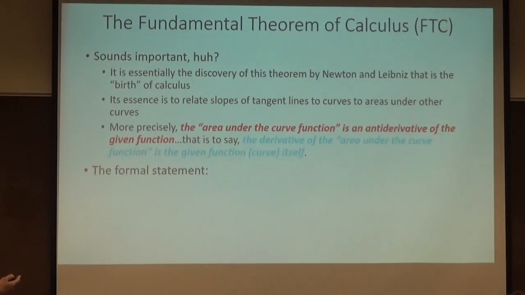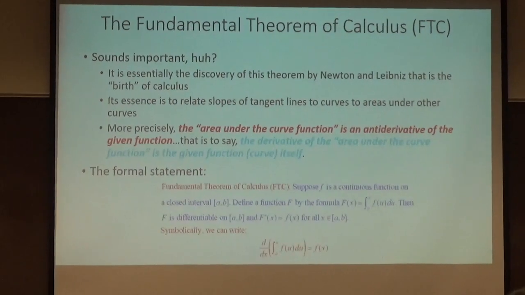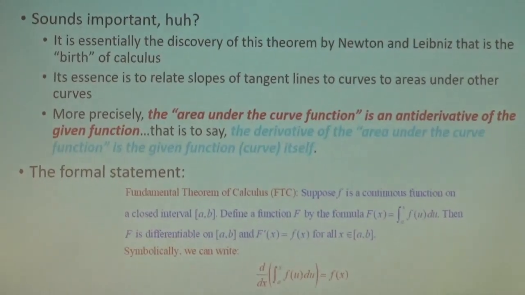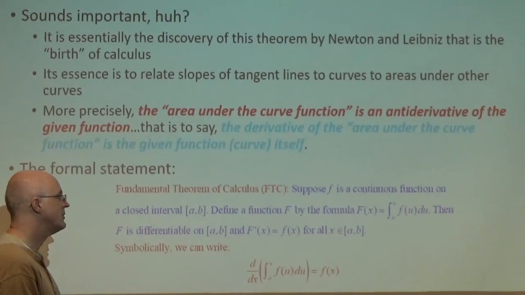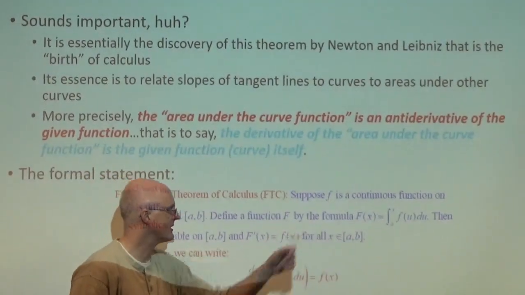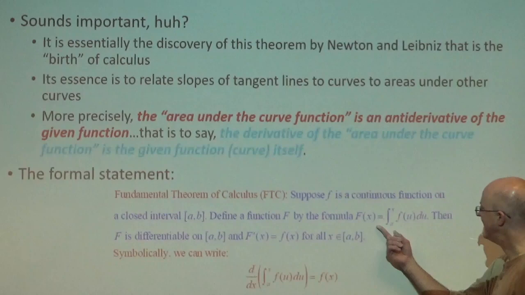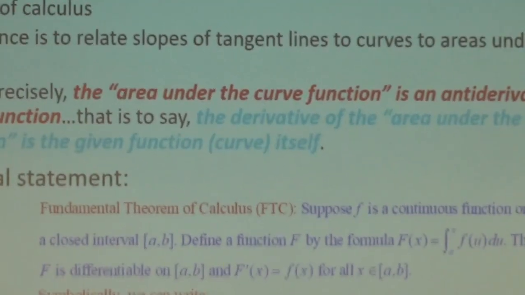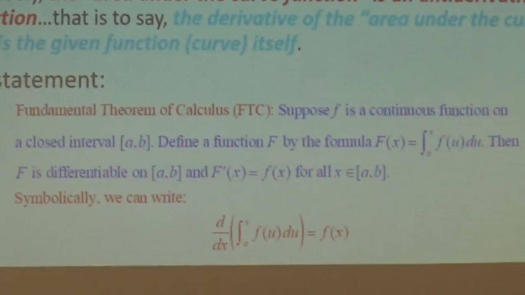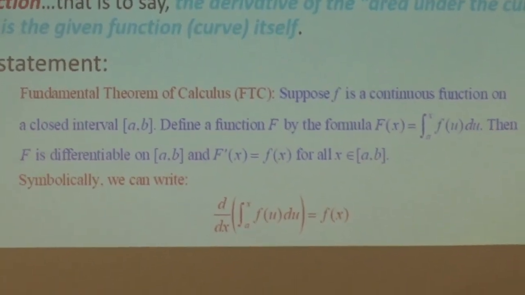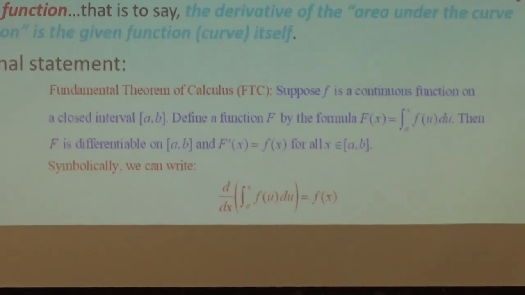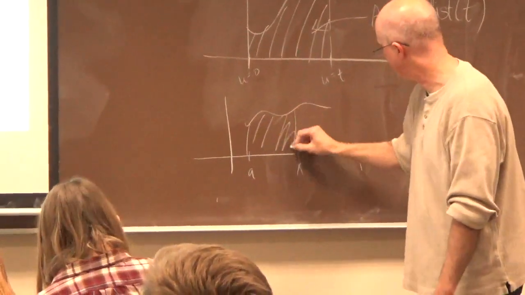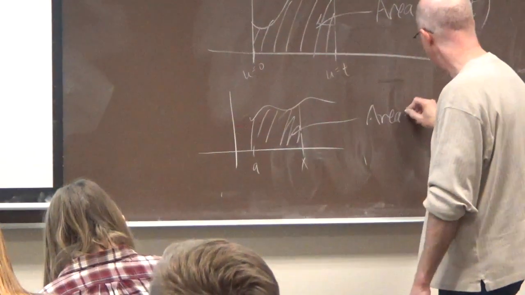Here is the formal statement as a theorem. Suppose little f is a continuous function on a closed interval. Define a new function, capital F, by this formula. Integrate little f from a to x. In other words, if the graph of little f is above the axis and a is right here, say, capital F of little x is this area. This area equals capital F of x.